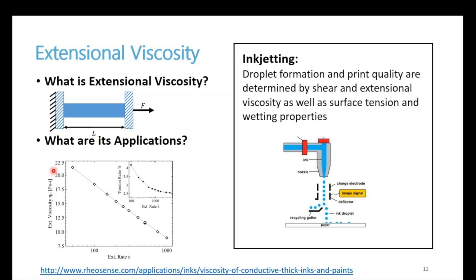Here in the example, you can see a very thick ink, or a paint if you want. It was a conductive ink that is actually strain thinning. So as you increase the extensional rate, you get a very different behavior with respect to the previous sample. You get a decrease in the extensional viscosity. And in the inset, you can see the Trouton ratio for the sample, which is the ratio of extensional to shear viscosity, which for a Newtonian fluid should be right around 4 in this case.